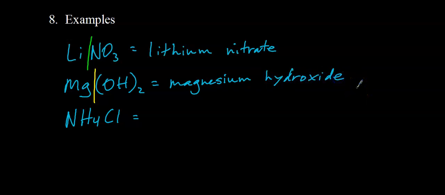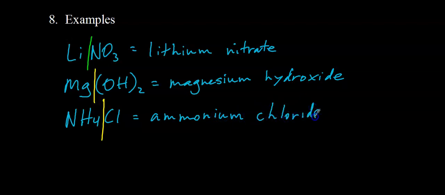Go ahead and pause the video and try that third one listed there. This time the cation is polyatomic and the anion is monatomic. NH4 plus is called ammonium. Cl minus is called chloride. So the name of this compound is ammonium chloride.